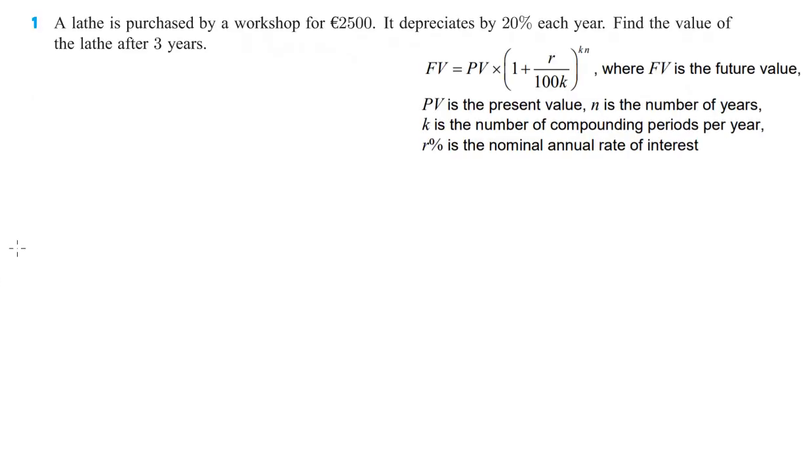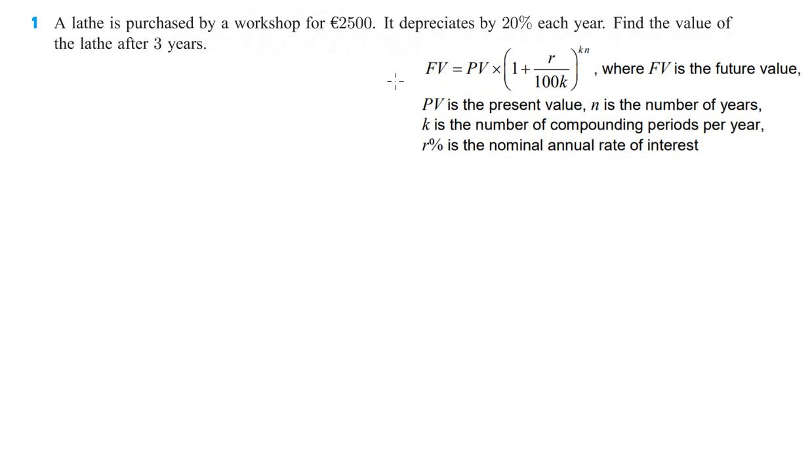All right, let's look at one other example. Number 1 here. A lathe is purchased by a workshop for 2,500, I think that's euros. Not entirely sure. I should know that, but I don't. It depreciates by 20% each year. Find the value of the lathe after 3 years. And I did just look it up. It is euros. Okay, so now I know. And now you know.